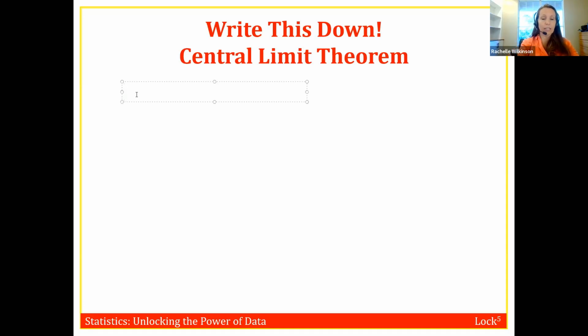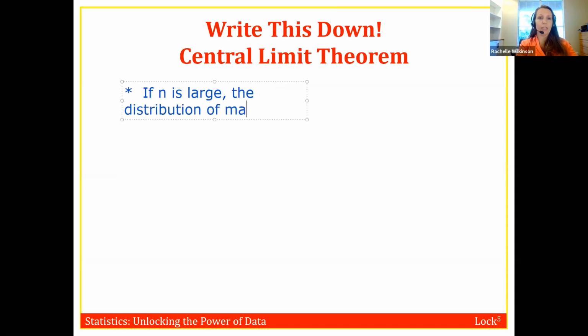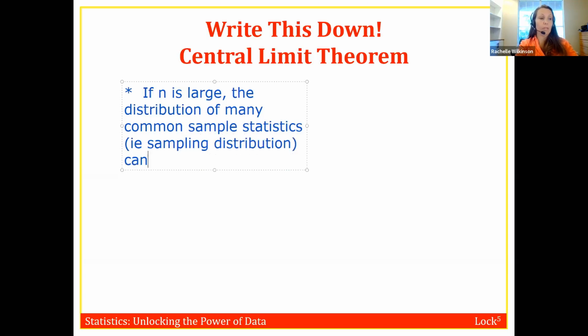Okay, so first of all, what the central limit theorem basically says is that if n is large, then the distribution of many common sample statistics, or in other words, the sampling distributions, can be approximated with a normal distribution. When we're talking about the distribution of the sample statistic, we're really talking about the sampling distribution. Just two ways to say the same thing.